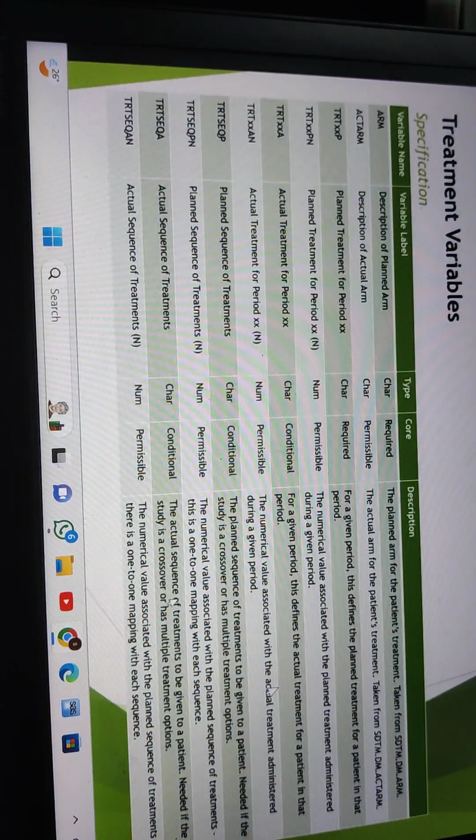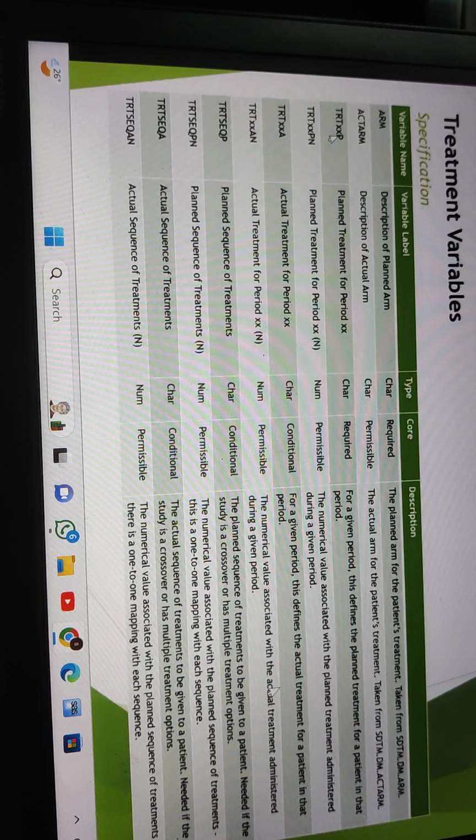So we can see some treatment variables in ADSL. This is the arm, the description of the planned arm, which everyone knows. Then the actual arm, which is also straightforward from SDTM, the description of the actual arm. Here is TRTXXP. Remember these XX, YY: they are numeric, incrementing 01, 02, 03, 04. In ADaM you can commonly see XX, YY, ZZ.